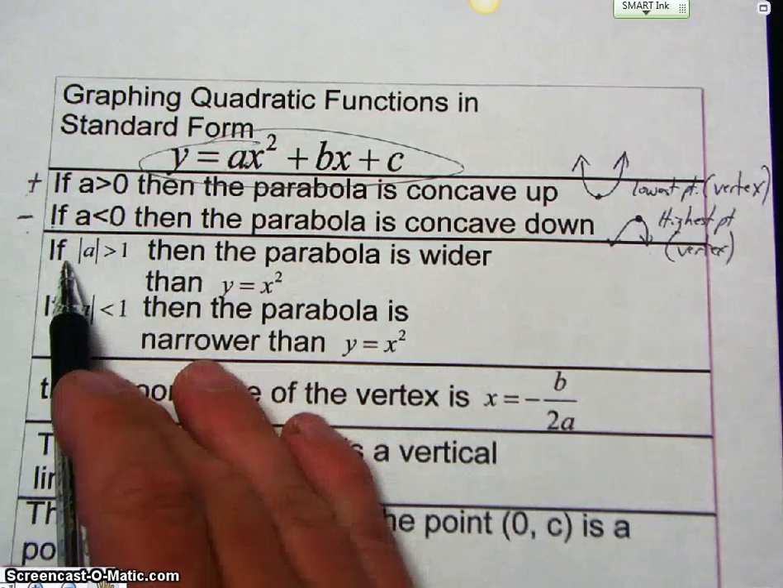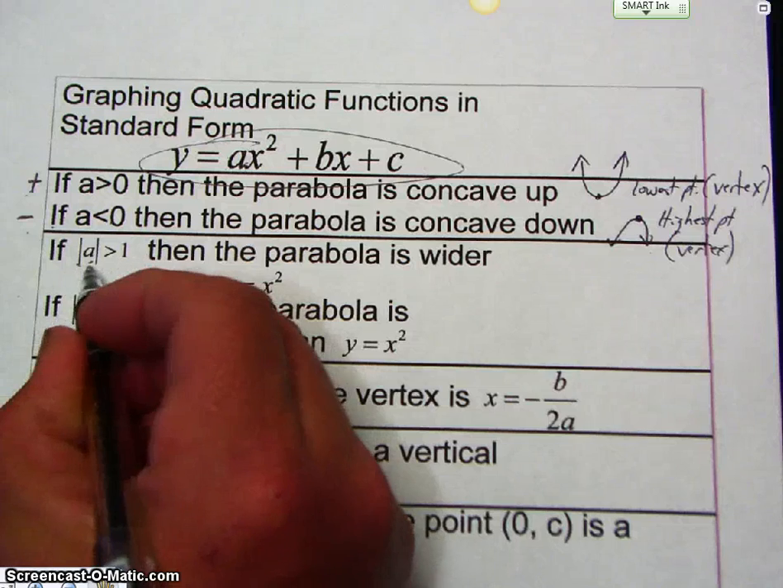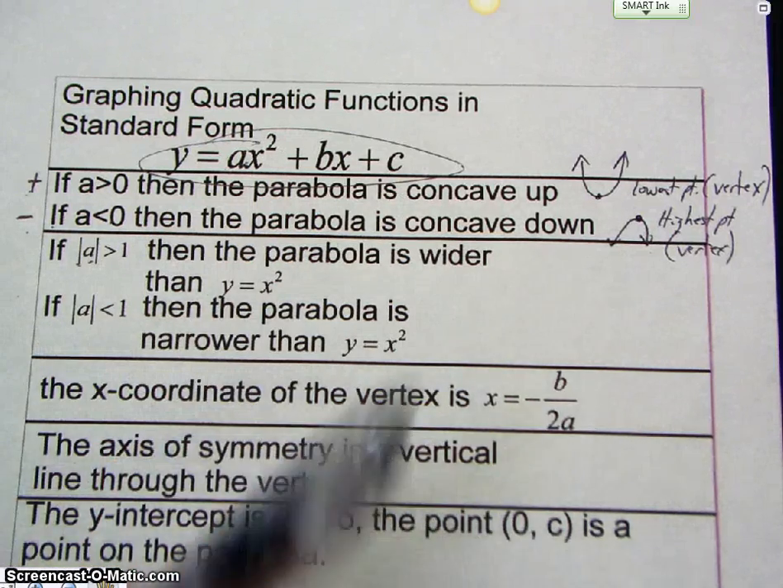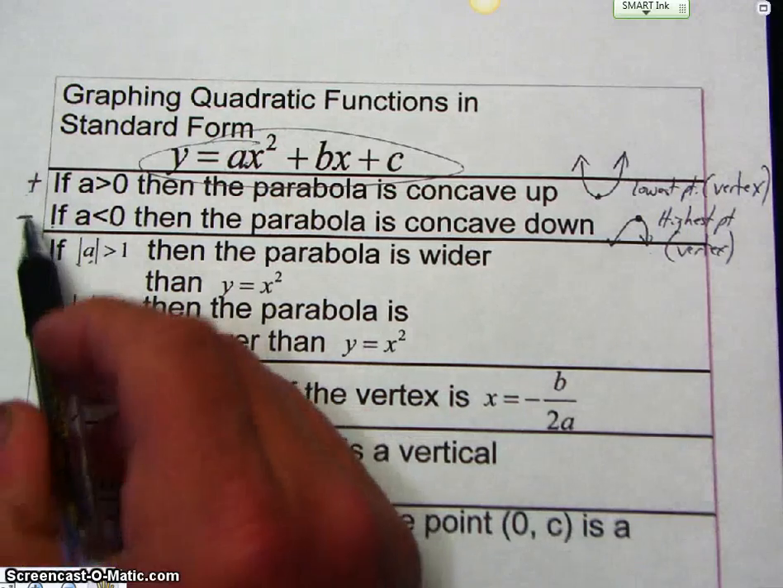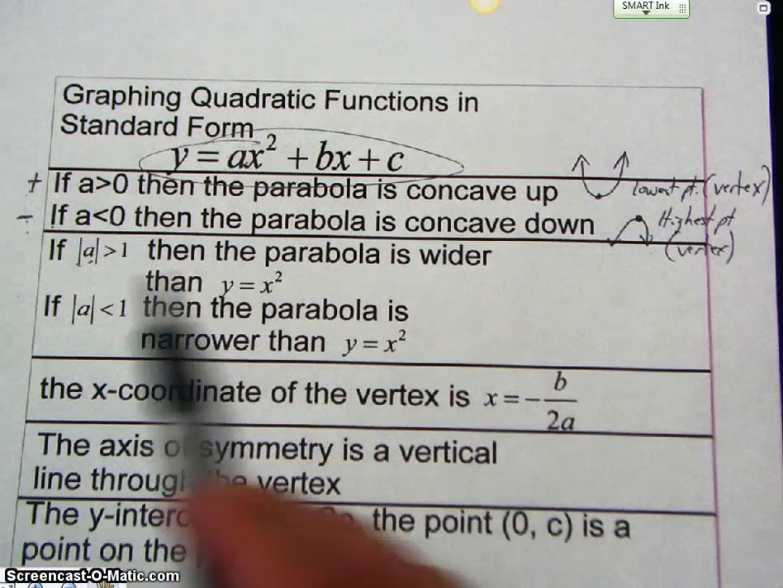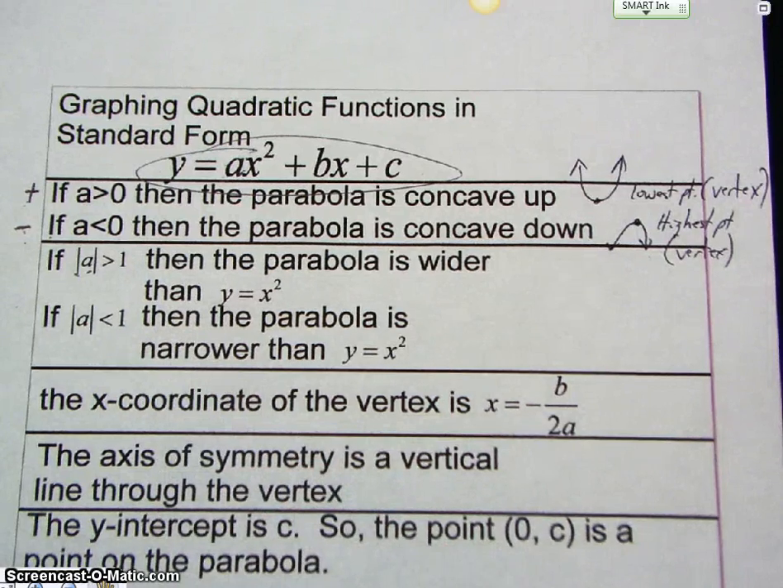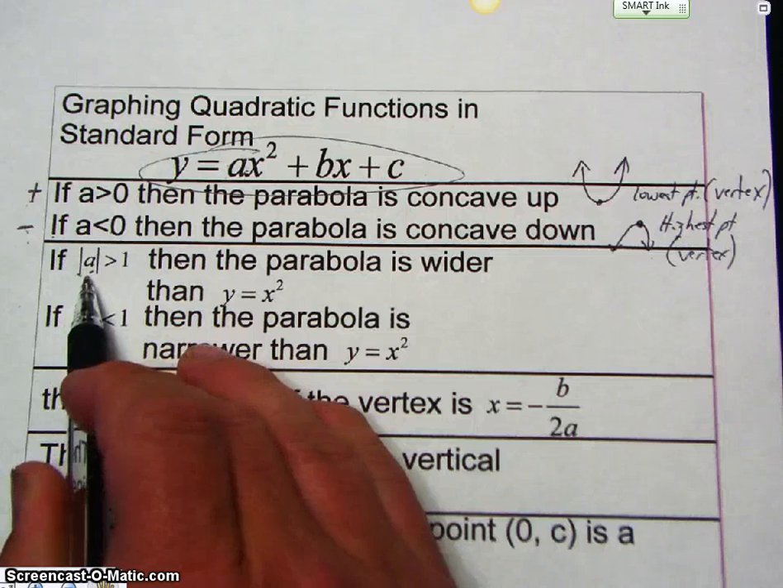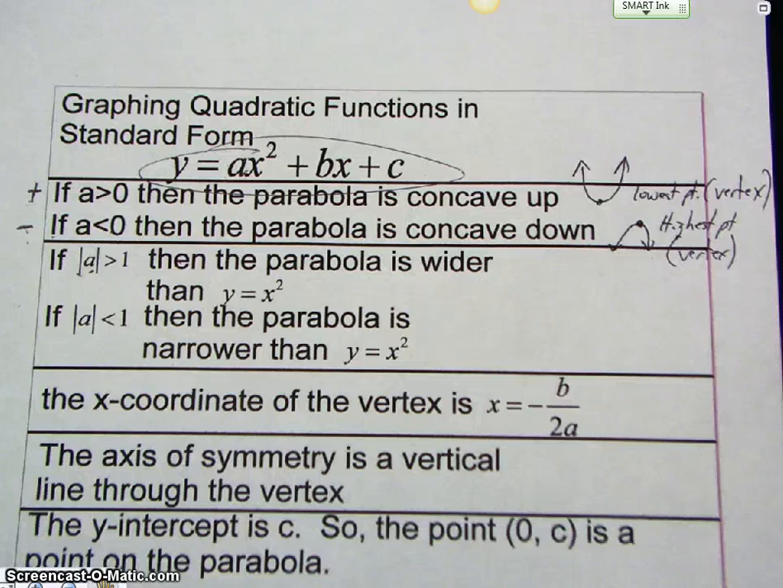All right, so now we look at, again, we look at a. Now it says take the absolute value of a. In other words, make it positive. So if a is negative 3, we're looking at 3. If it's negative 1/2, we're looking at positive 1/2. The sign, negative, does not affect this part. So you want to always look at the positive aspect of it. So once I take the absolute value of a, is it greater than 1 or less than 1? That's what you have to ask.